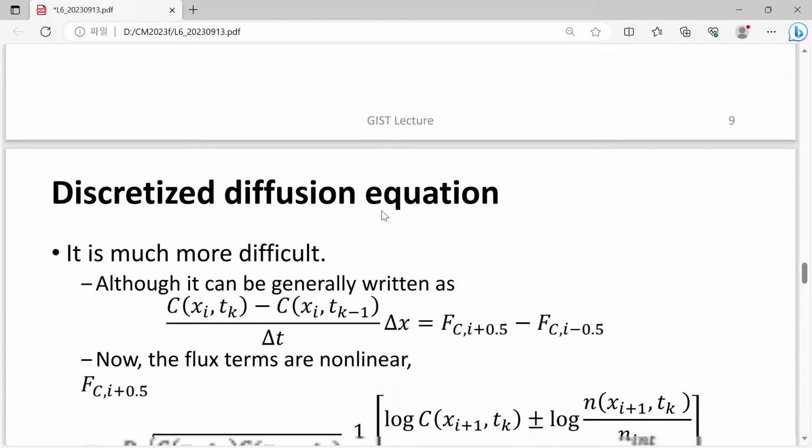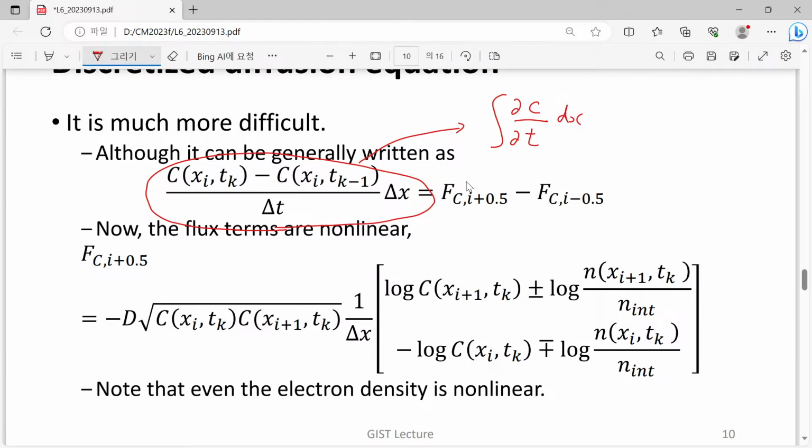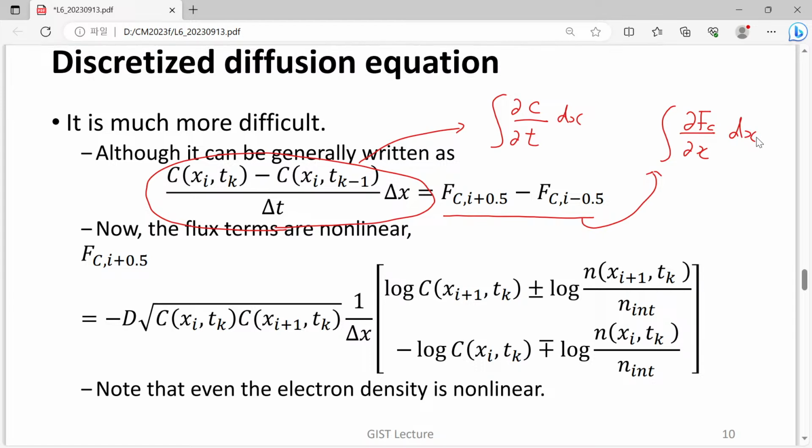Now let's try to solve it. We have invented a better flux term compared with the previous one. Now we have a much better one. So now you understand this term corresponds to the integrated time derivative term. And this right hand side term corresponds to, once again, the integrated flux term.